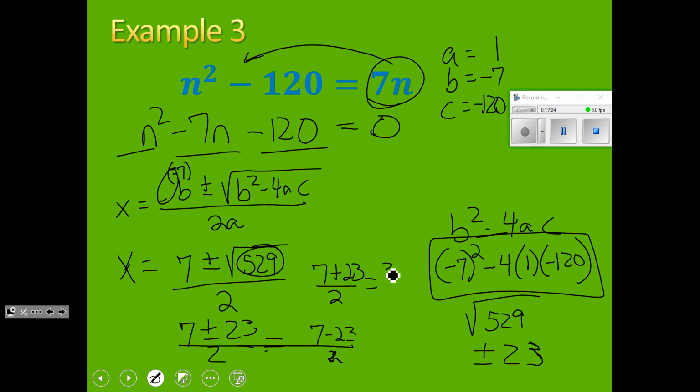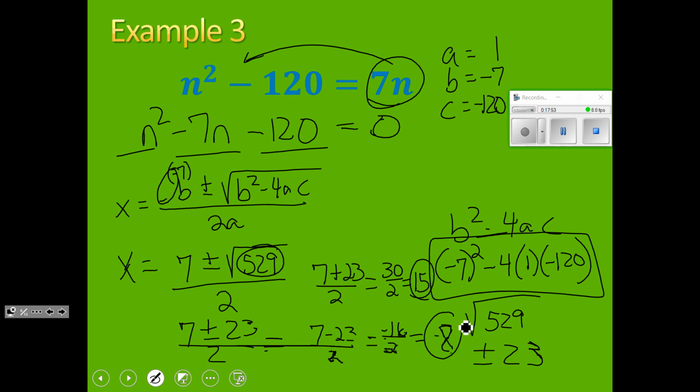All right, so 7 plus 23 is 30 over 2, which is going to equal 15. And then 7 minus 23 is negative 16, over 2. It's not wanting to write there, which is equal to negative 8. So those are your two answers.